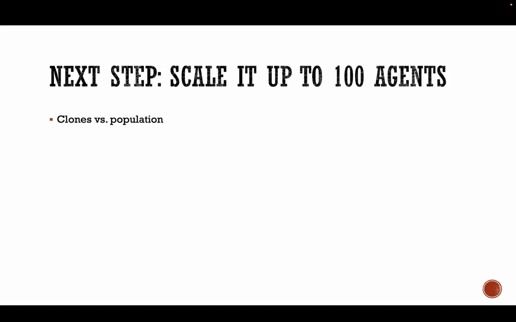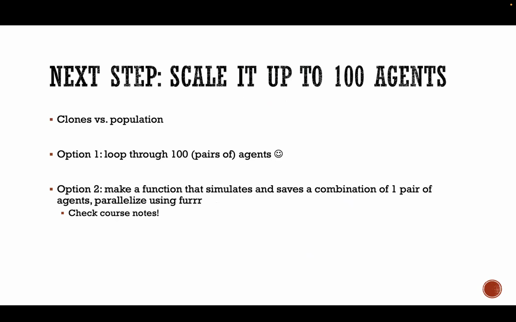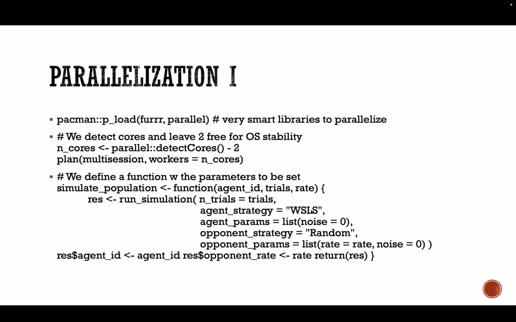Actually, I'm going to take this up when we do multilevel models. So option 1 is to loop through 100 pairs of agents. And option 2 is to make a function that simulates and saves the results for one pair of agents, and then parallelize using furrr. That's all in the course notes. But just before coming here to teach, I decided I wanted to show it to you. And it's perfect because I still have 12 minutes. So have you ever parallelized stuff?